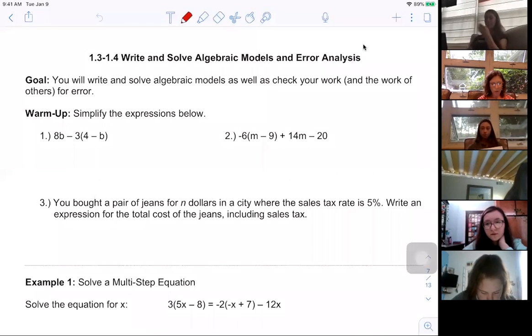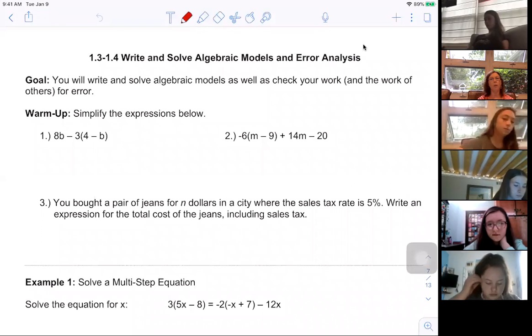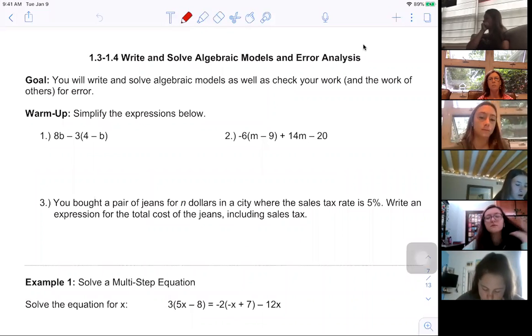And just as a quick refresher, we'll work through the first 3 warm-up problems here. As you can see, our goal is to write and solve algebraic models. And then we'll also look at some error analysis, trying to see where the error was, maybe a common error that students would make. So we'll try and look at that as well.